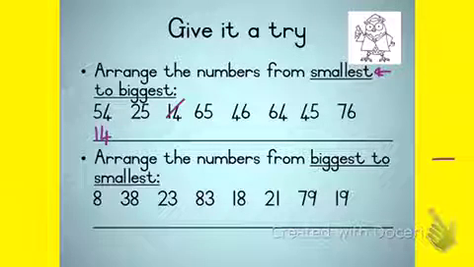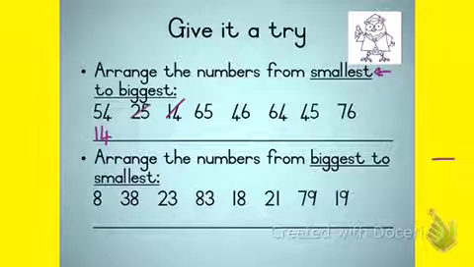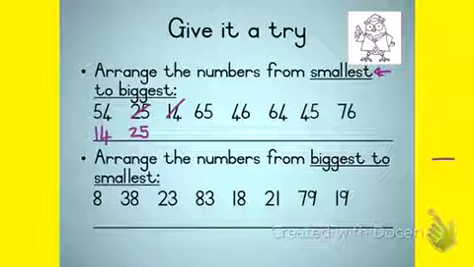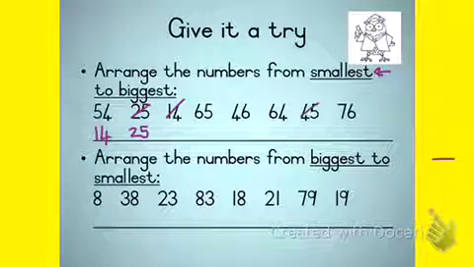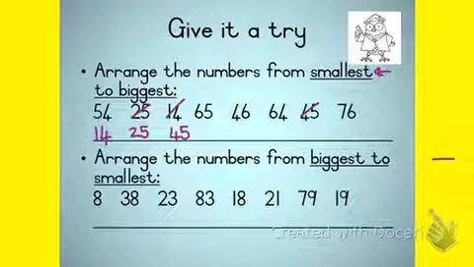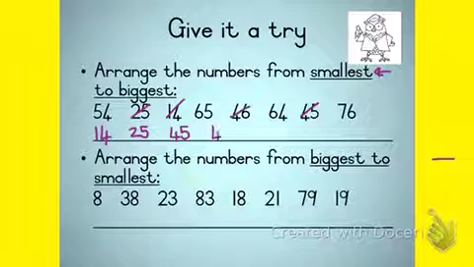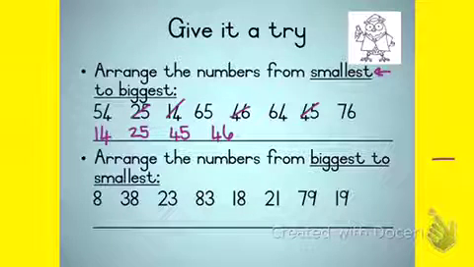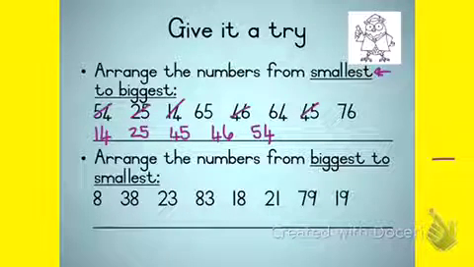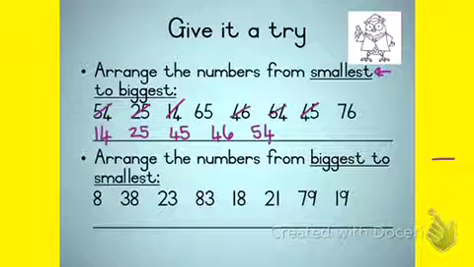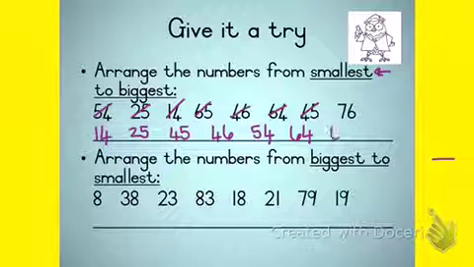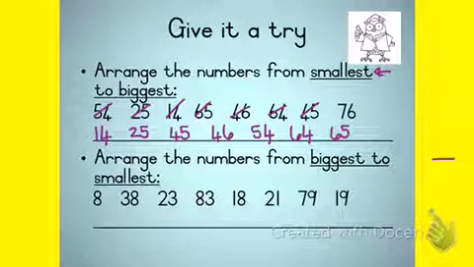Okay, what's the next smallest number? 25, yes. So I cross it out and I write it down. Now look at my numbers that are left. What's the next one? 45, yes. Okay, so now next one, 46. Then 54. Now it gets a bit easier because you only have 3 numbers left. 64. Then we have 65. And I only have 1 left.